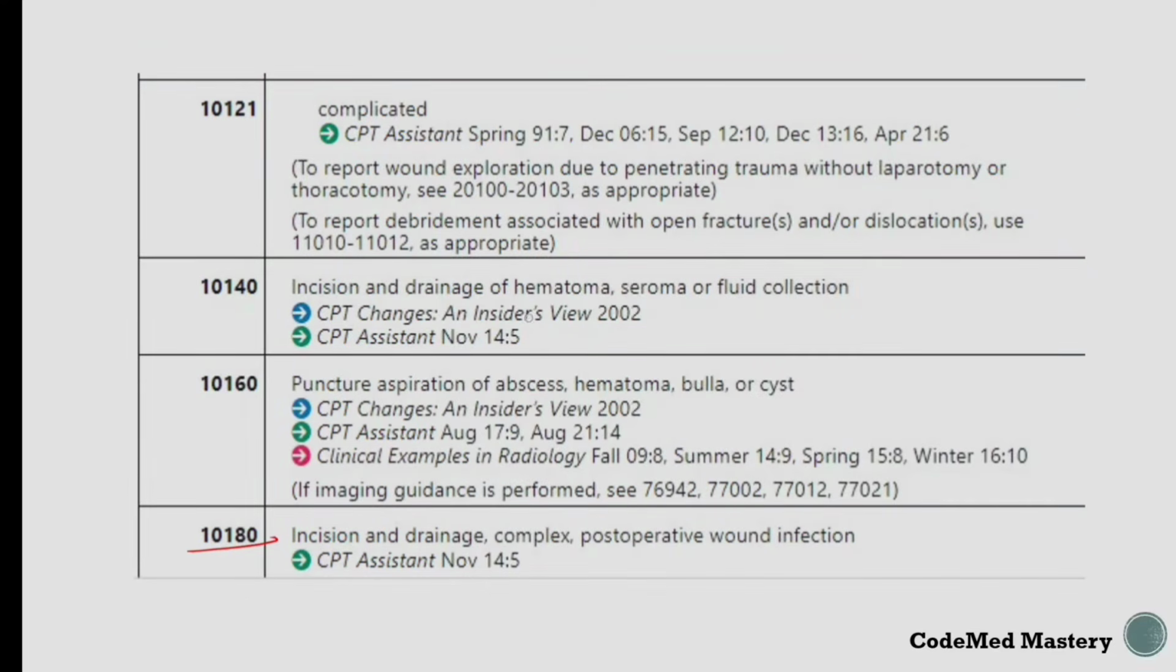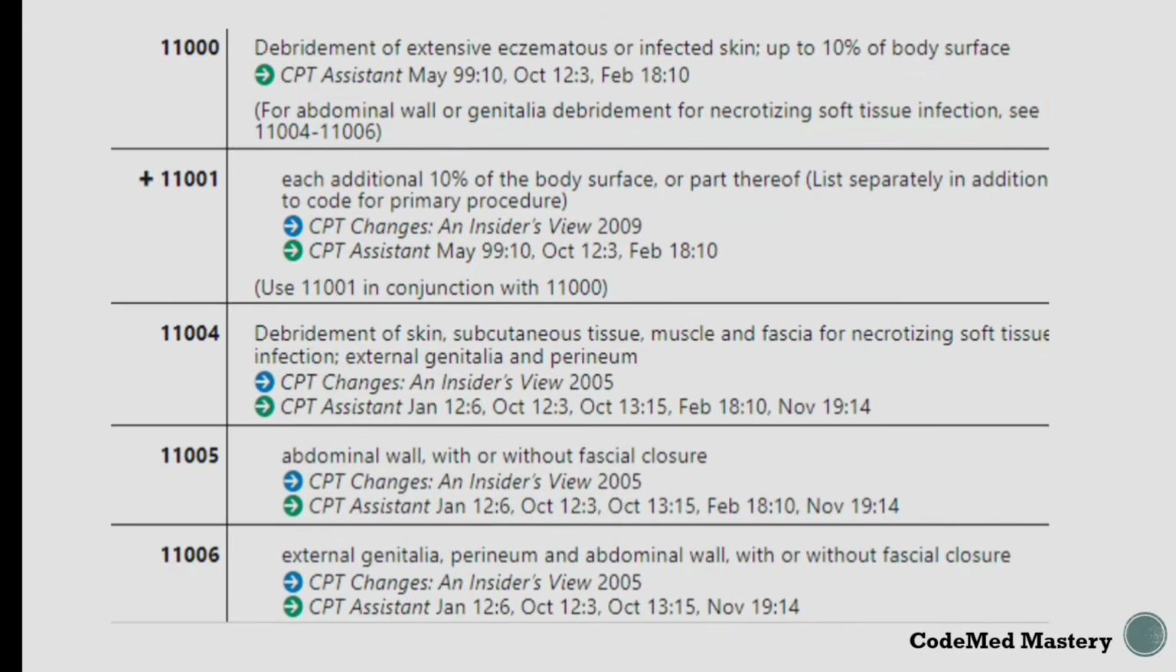This is the same, incision and drainage of hematoma, seroma or fluid collection. Next, code 10160 is puncture aspiration of abscess. Then you can see incision and drainage of complex postoperative wound infection, code is 10180. You can open your CPT book and highlight all these codes along with me.